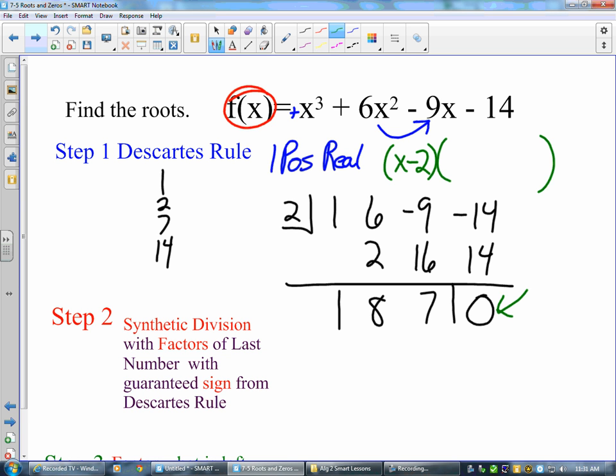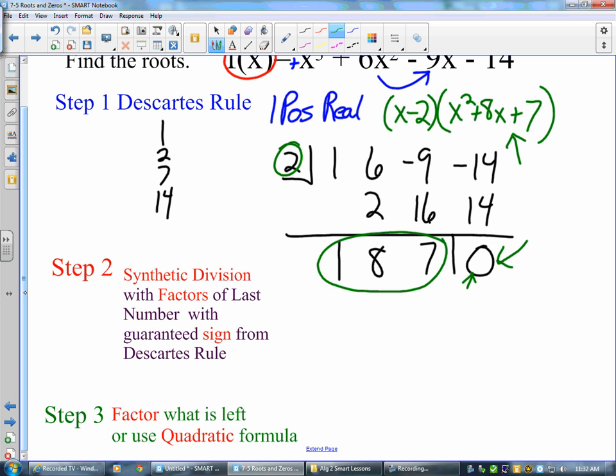times something equals this x cubed plus 6x squared minus 9x minus 14. Now, a byproduct of this is what we got down here is what's left after dividing an x minus 2 out of it. So we can put this back into standard form and say it's got to be x squared plus 8x plus 7. We know that one answer is our 2 because we got a remainder of 0. We just need to see if this one factors or use the quadratic formula if it doesn't. So that is our last step.